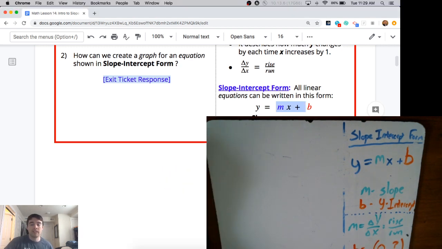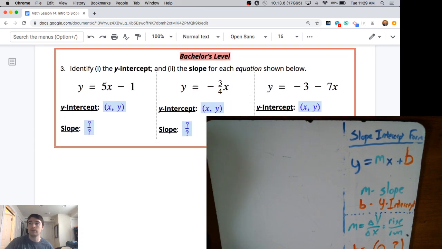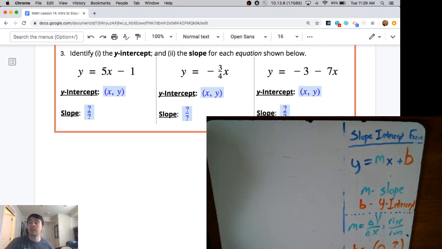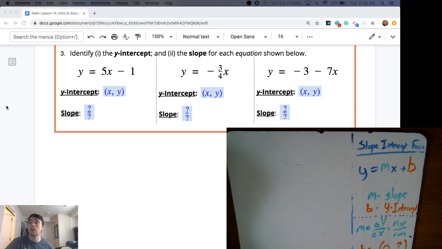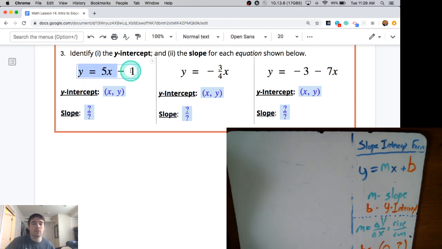That's what problem 3 gets at. That's what the third Khan Academy assignment focuses on this week. Here we see for all of them, they ask us to identify the y-intercept and the slope for each of the equations shown below. So the first equation we're going to take a look at says y equals 5x minus 1. And we're asked to identify both the y-intercept and the slope, and they're going to have us write the y-intercept as an ordered pair, wherever it would be found on the graph.